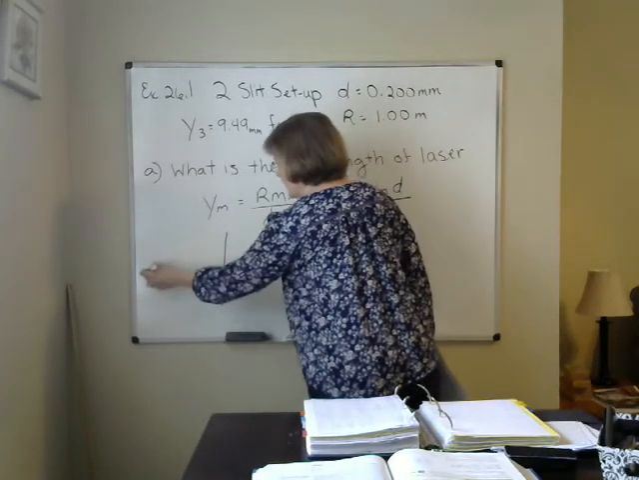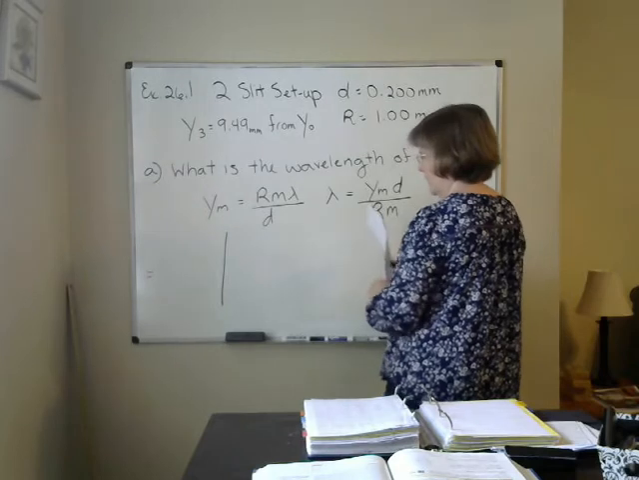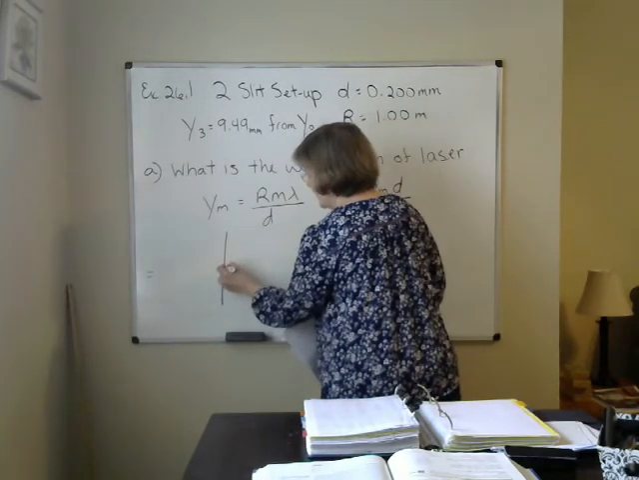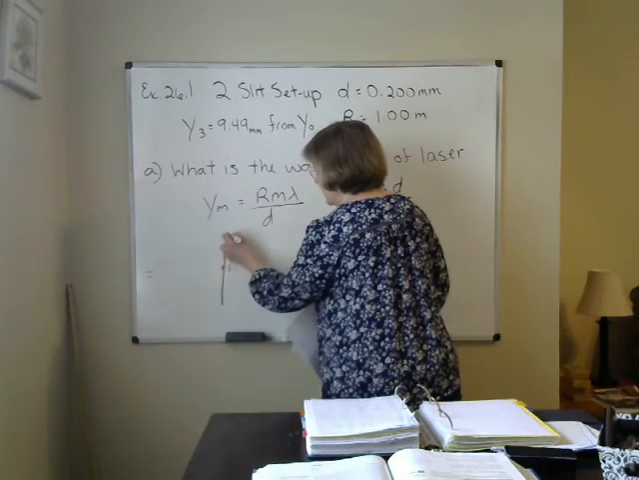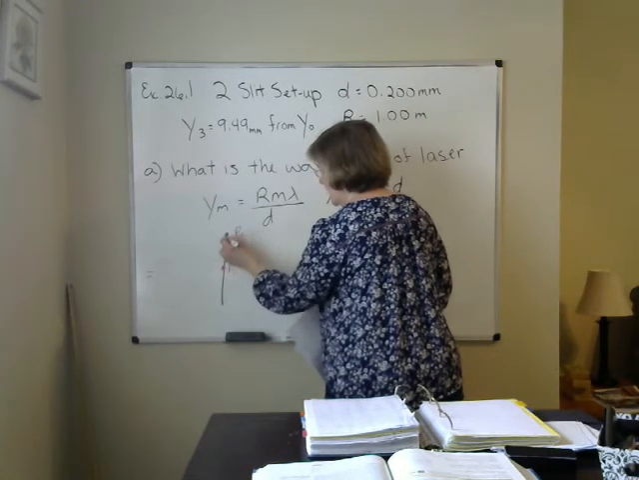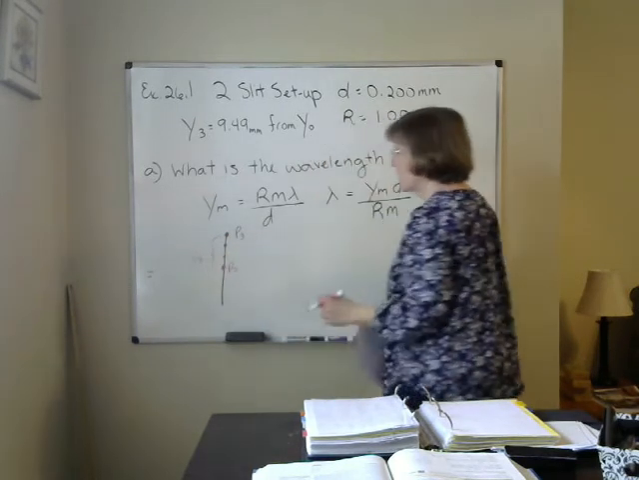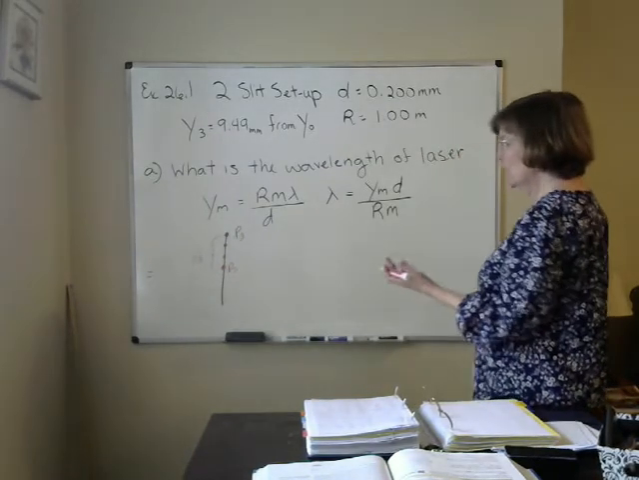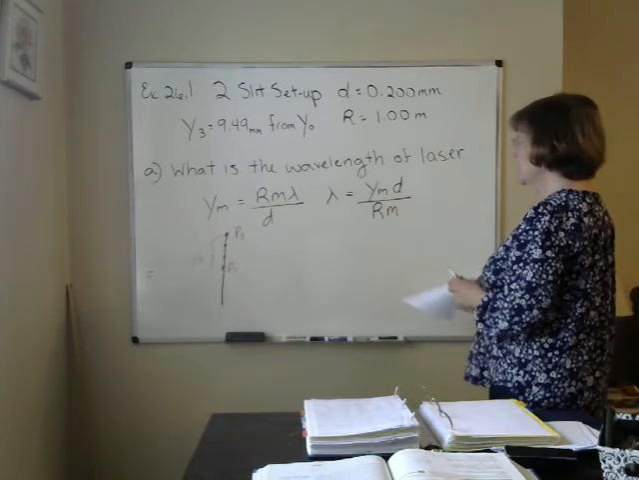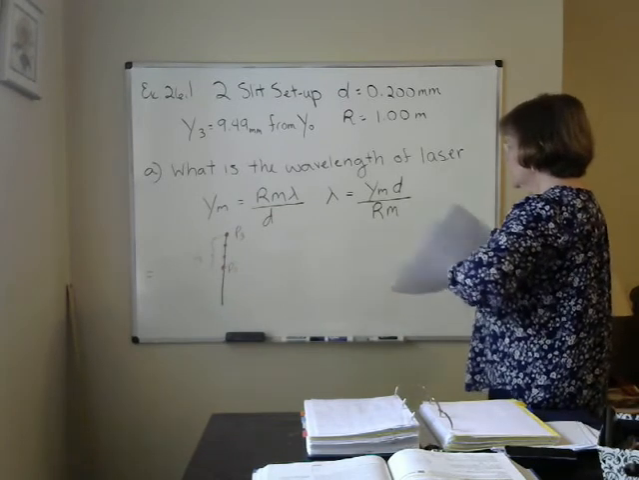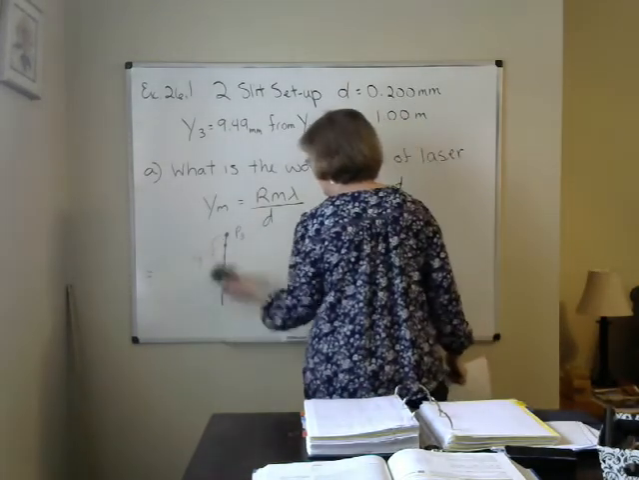If your slits are over here and you look at the screen, you're going to have the center bright spot, that's P0, and there'll be 1, 2, 3. You're telling us how far this bright spot is. That's Y3. It really doesn't matter whether it's above or below, they're the same distance from the center. So we have all the information we need to solve for the wavelength.